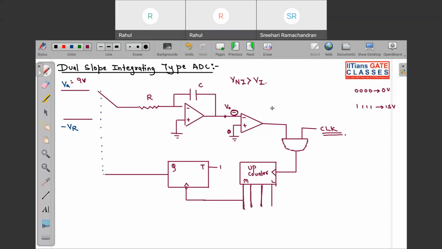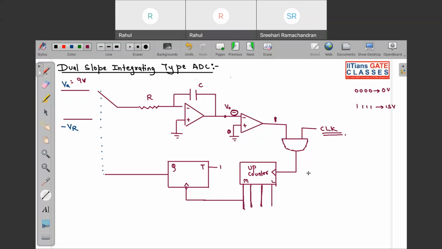Tell me up to this point, is it clear? Okay. Is this clear? So V naught will be equal to minus 1 by RC integration of whatever is VA dt. Okay, so this will be the case. So you can see this is always negative and this is 0. So over here your output will always be 1. Okay, so along with that we have clock pulse.